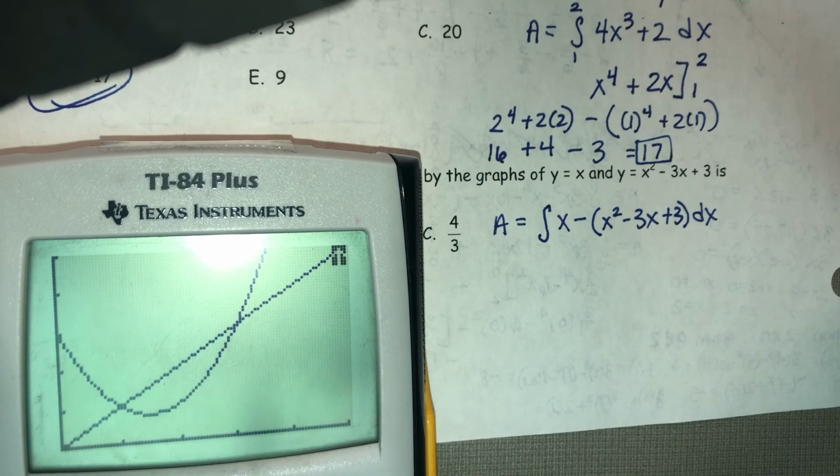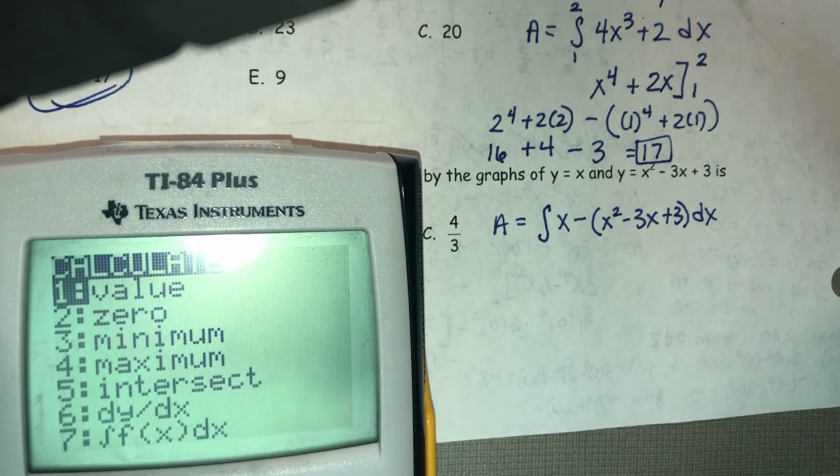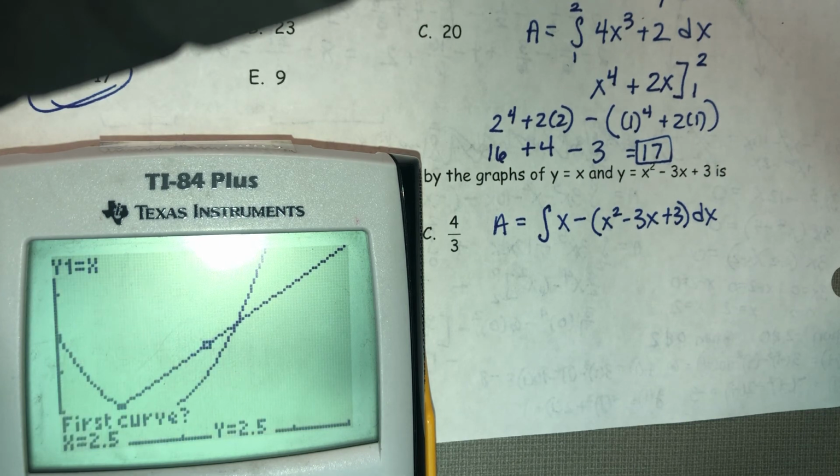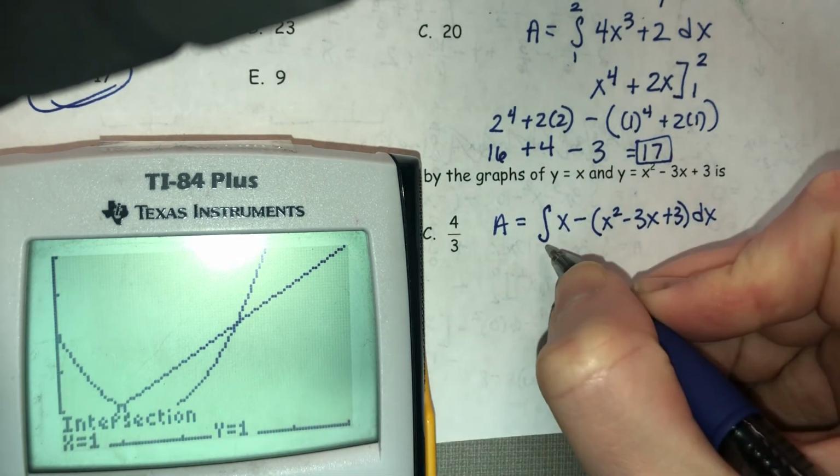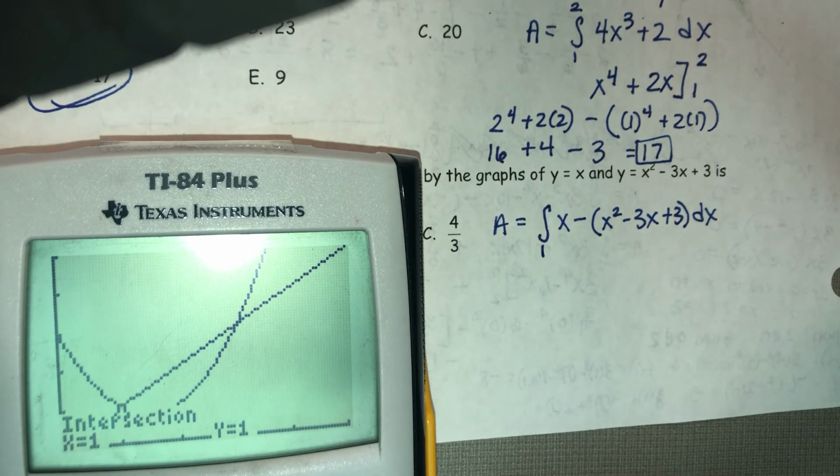So I'm going to go second, and then the trace button for calculate. Intersection is number 5. First curve, I want to arrow close to the first intersection point because it's only going to find one at a time. First curve, enter. Second curve, enter. Guess, enter. And it says it's at 1, 1. So the lower x is going to be 1.